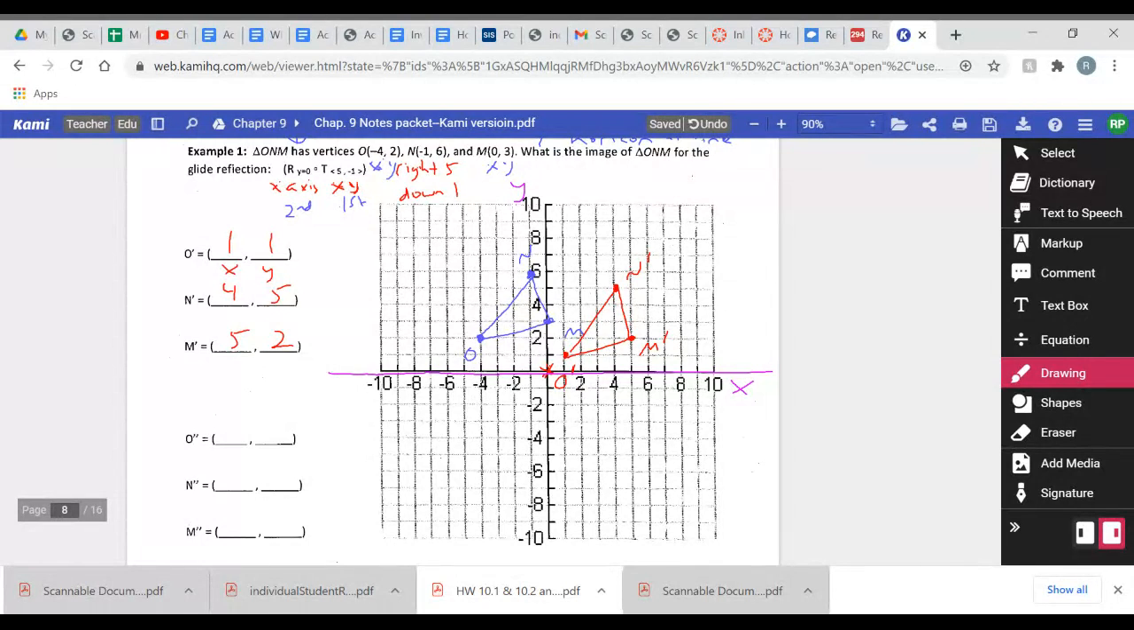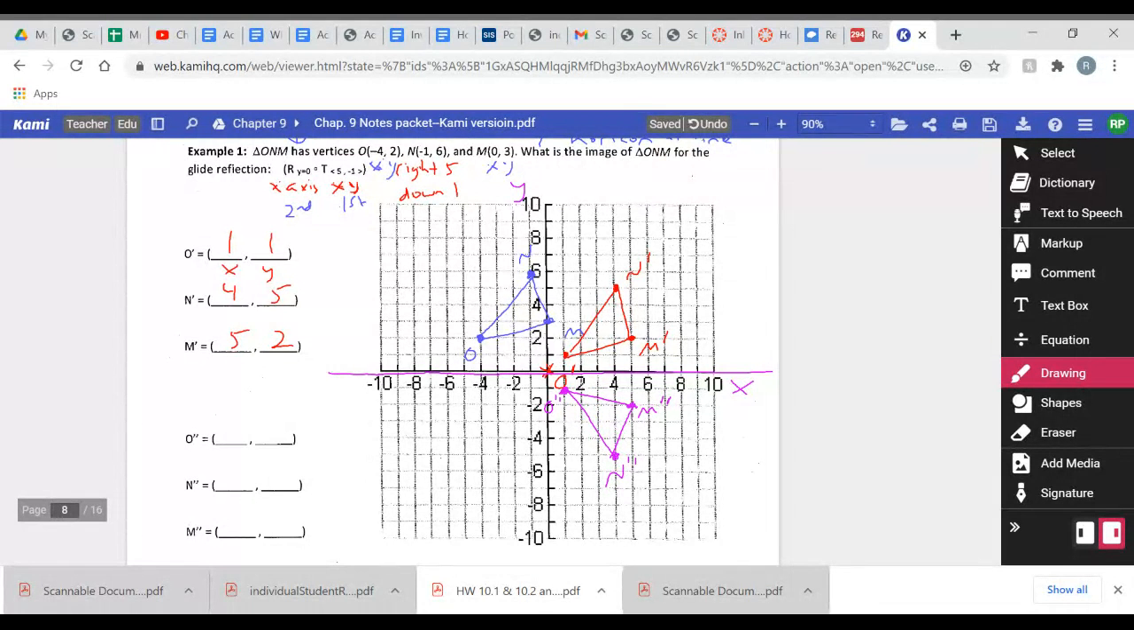Again, all I do for reflection is see how far away each point is from one side of the line of reflection and then take that point that far on the other side. So if O is 1 away from the line of reflection, I'm going to take it 1 on the other side and label it O double prime. If N is 1, 2, 3, 4, 5 away, I'm going to go 1, 2, 3, 4, 5 on the other side. And there's my N double prime. M is 2 away. So we're going to take M 2 away on the other side and call it M double prime. Okay, go ahead and connect your dots for your new triangle.